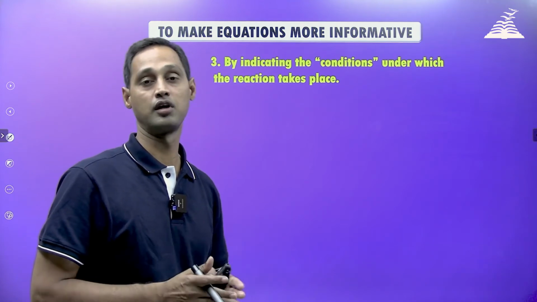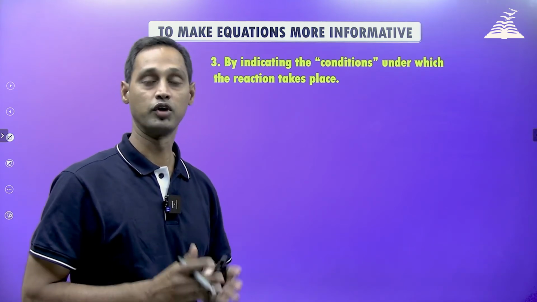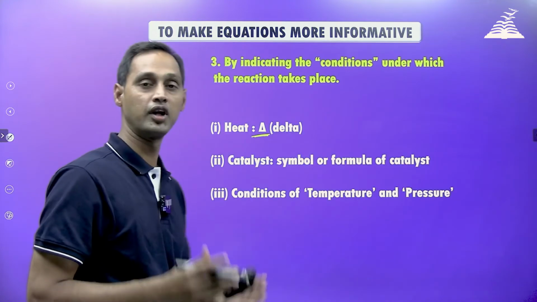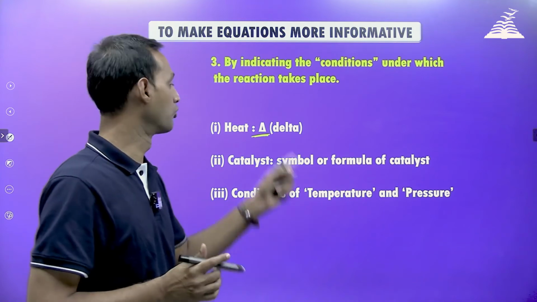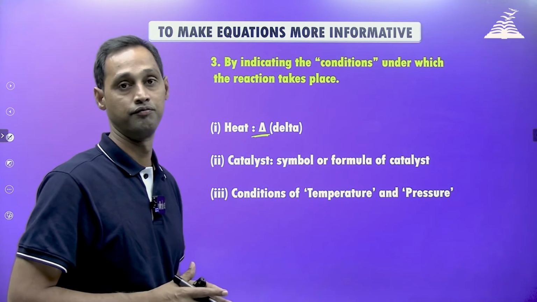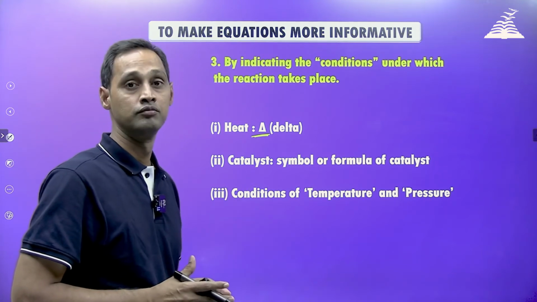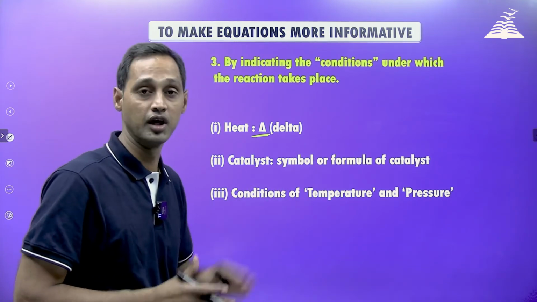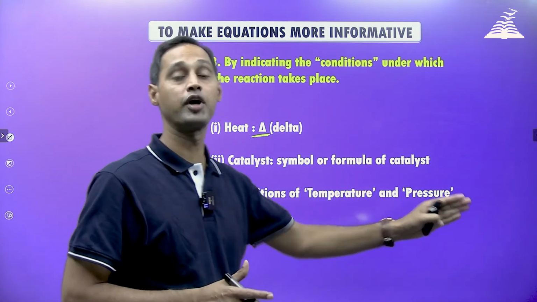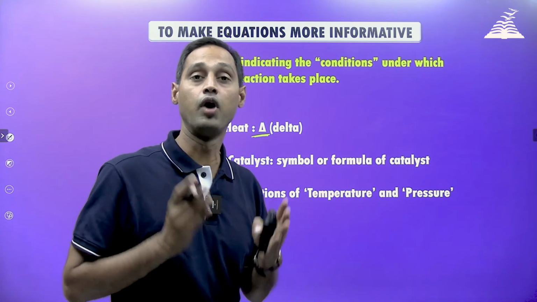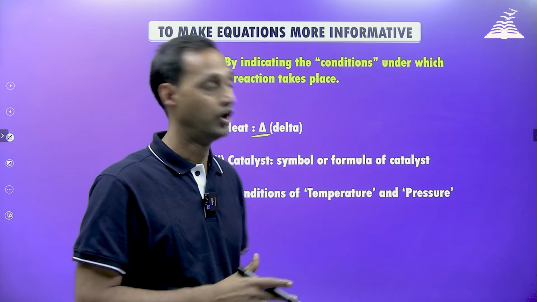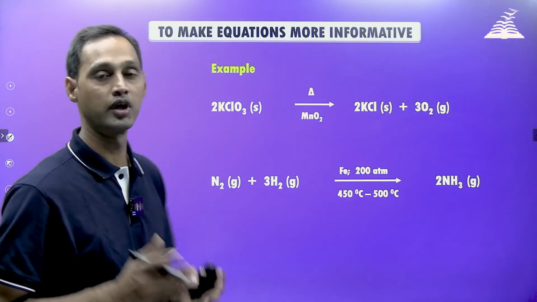Right? So what conditions are required for the reaction? We can mention them in the equation so that the equation is more informative. If the reaction requires heat energy, then we write delta either above the arrow or below the arrow in the equation. And for a catalyst, we write the symbol or formula of the catalyst either above or below the arrow in the equation. And for conditions of temperature and pressure, we write the values of temperature and pressure either above the arrow or below the arrow. Okay, we will take a look at examples so that you understand it better.